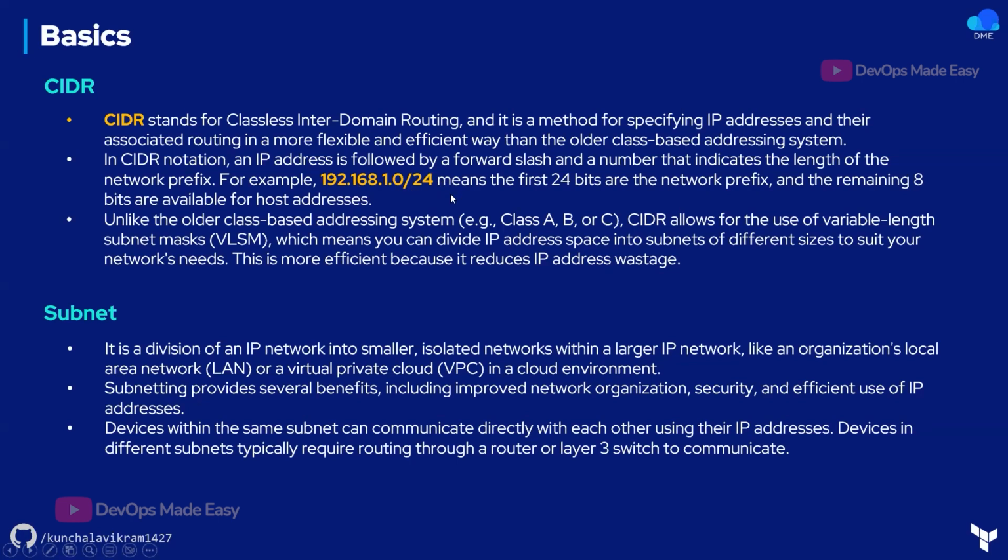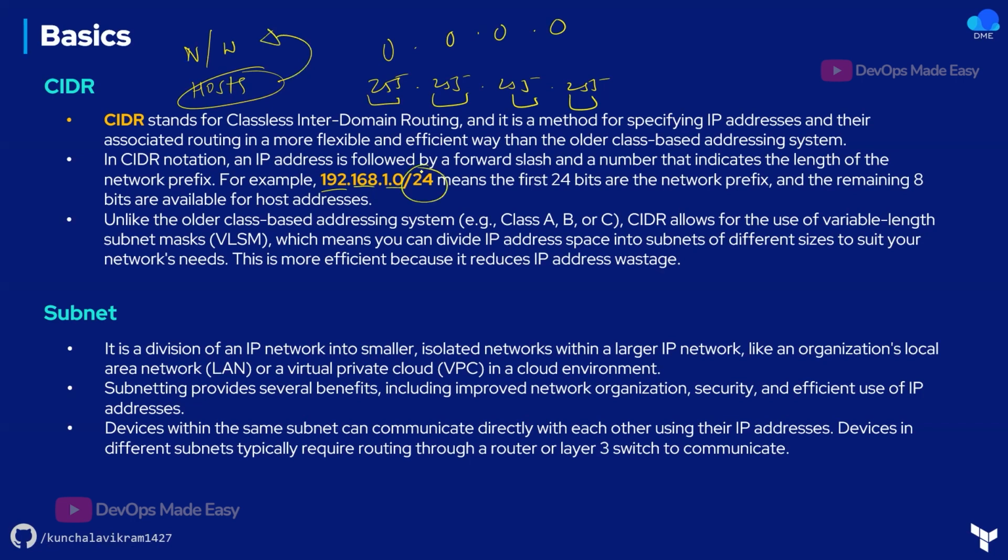So what is the subnet mask? If you look at this example, 192.168.1.0, everything can be represented in the form of octets. Here it is 8 bits, 8 bits, 8 bits, and 8 bits. We need to break it into the network part and the host part, which means the total IP addresses or systems that can be part of that network.